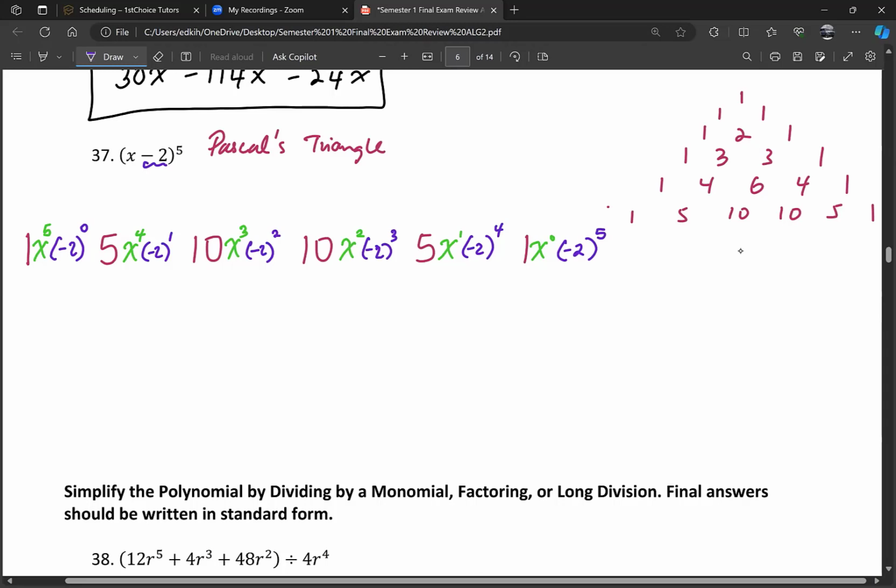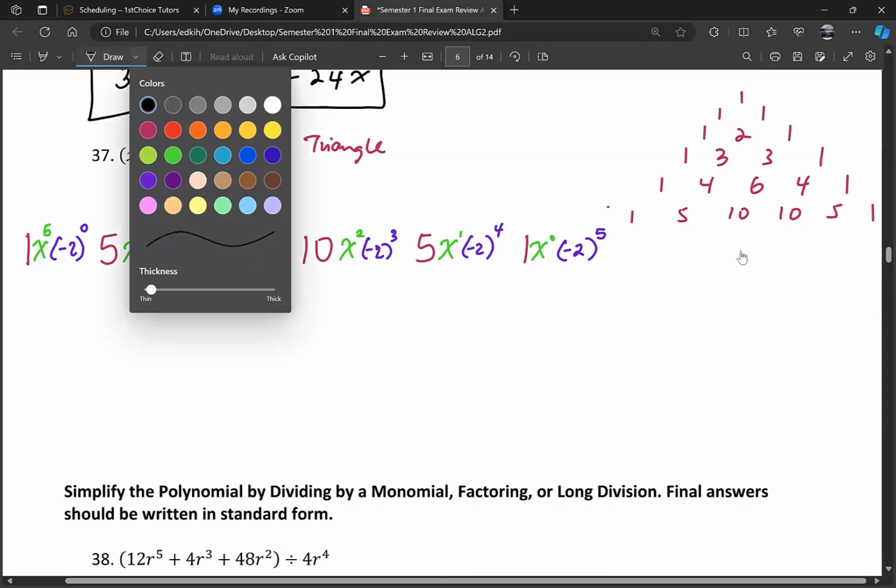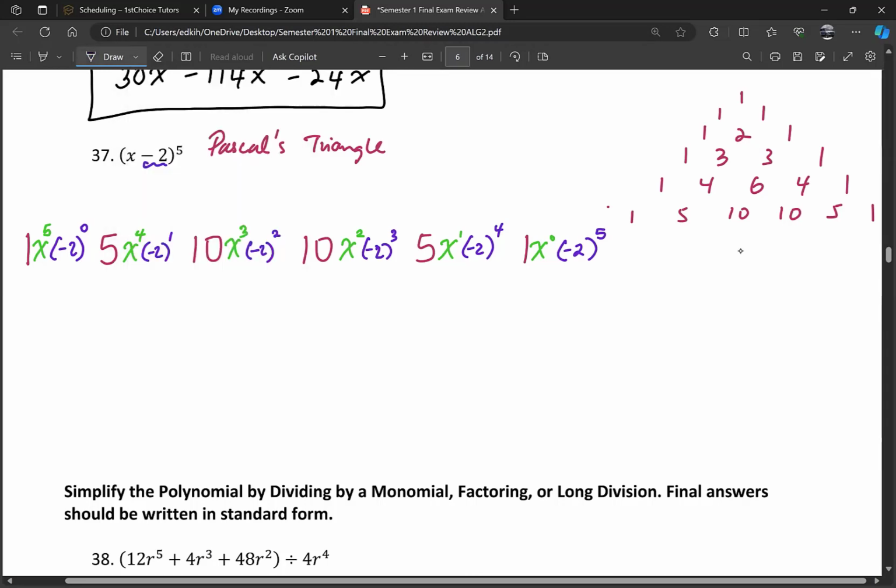The rest is just simple arithmetic. First things first, I like getting rid of anything that's to the power of 0, because that's just going to be a 1. So I'm going to scratch that out, and I'm going to scratch out the x to the 0 here at this end. The rest is simplification, folks. 1 times x to the fifth is just going to be x to the fifth power.